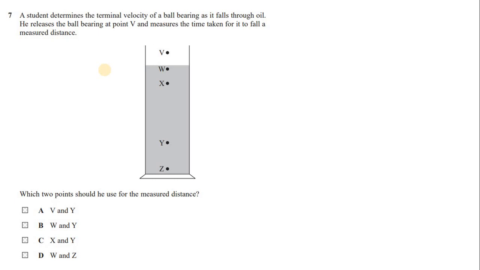Question number 7. A student determines the terminal velocity of a ball bearing as it falls through oil. He releases the ball bearing at a point V and measures the time taken for it to fall a measured distance. Remember, it's all about terminal velocity. Terminal velocity means there should be no resultant force, and no acceleration in the motion. Which 2 points should he use for the measured distance?